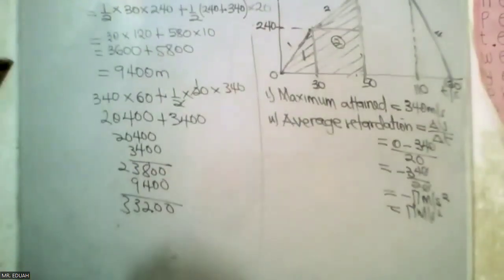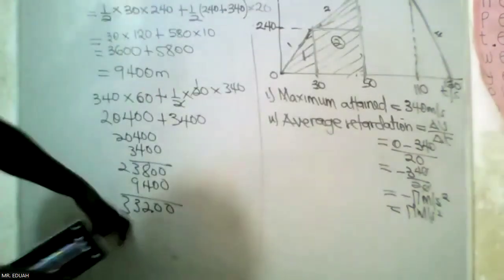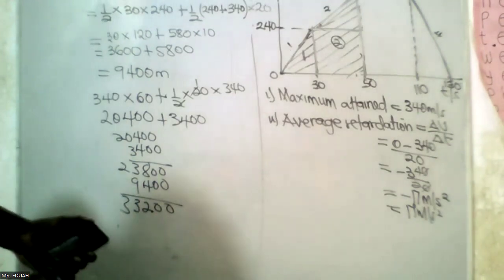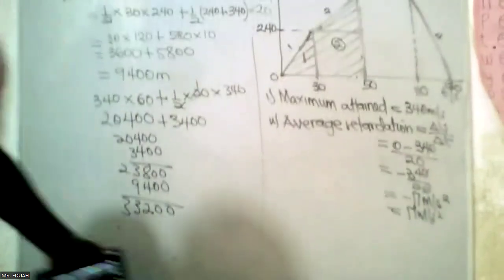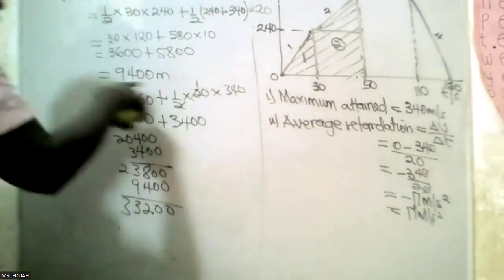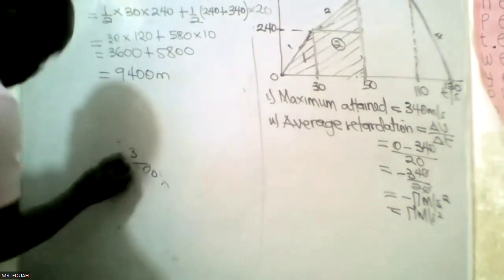Okay, so if we are to look for the total distance traveled, then this is how we go about it. You segregate it into different areas, and then that is it. But the question demanded the total distance traveled during the first 50 seconds. All right.